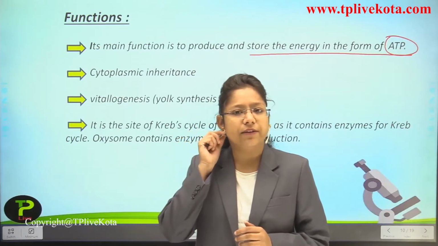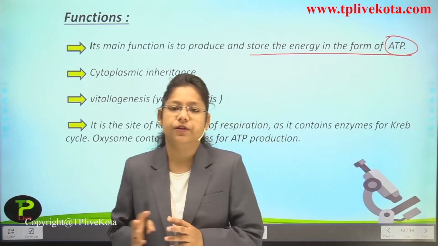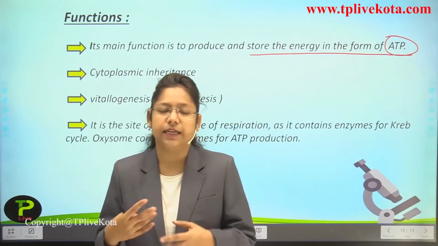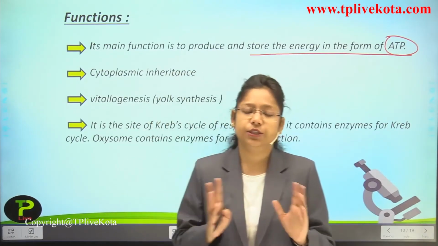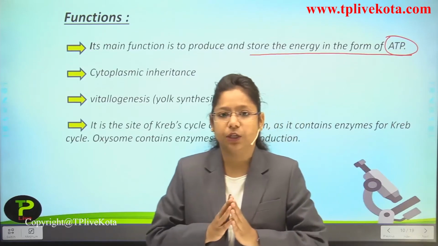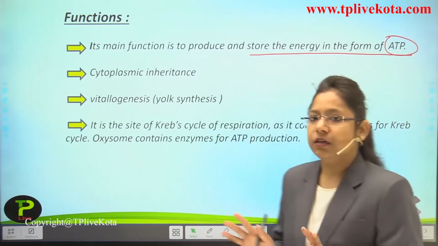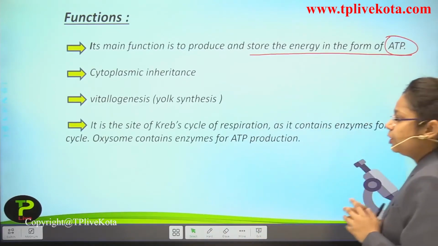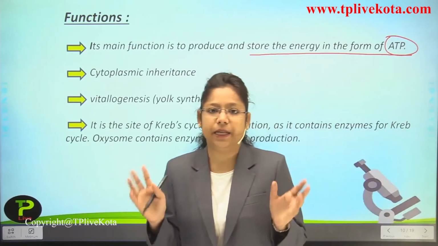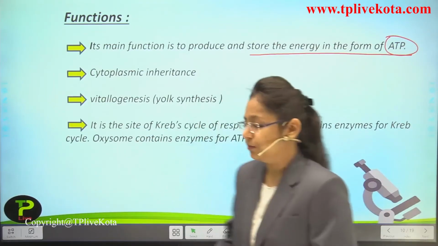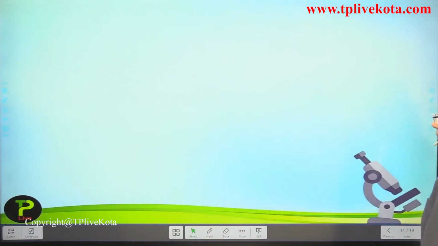I told you I will explain it in the upcoming lectures when we will study human physiology, the cellular respiration. Now you just have to remember that it is responsible for cellular respiration or the Krebs cycle in living organisms, because the oxysome contains the ATP production enzyme ATPase, which I told you in the oxysomal diagram. Next point.